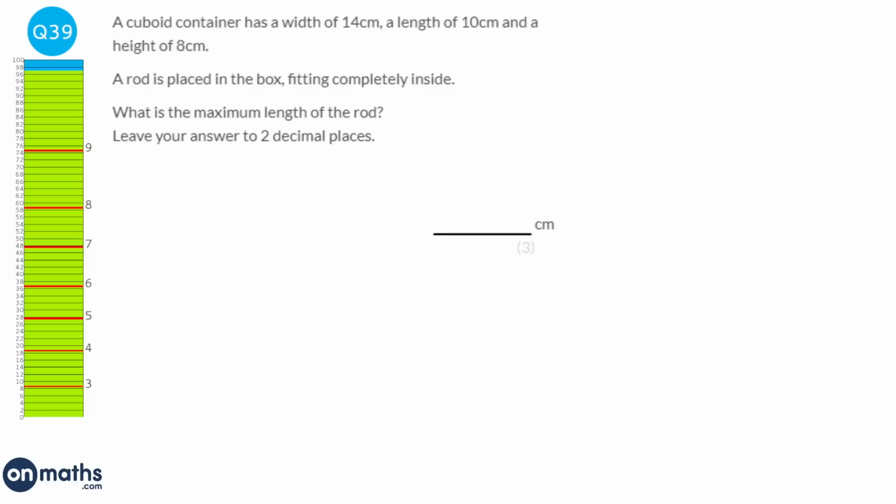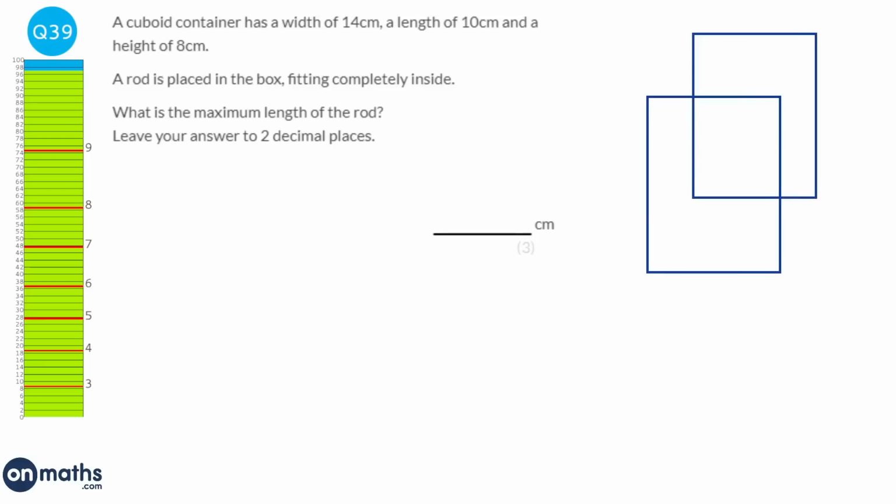Okay, so we're going to start by creating a cuboid, just so we can kind of visualize what's going on a little bit easier.